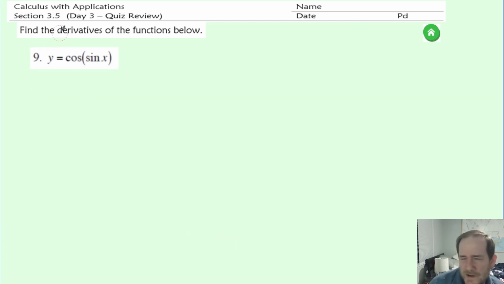All right, 9, I guess we haven't seen this before, but it's a trig function inside of a trig function, but we still just work our way out. So starting with the outermost function, derivative of cosine would be negative sine. And we leave the inner function alone, so it would be negative sine of sine. But then you have to chain rule out the derivative of the inside function, derivative of sine being cosine. But that's it. That's the answer.